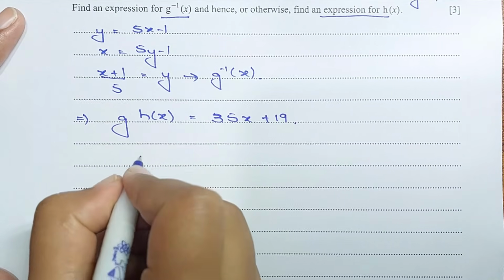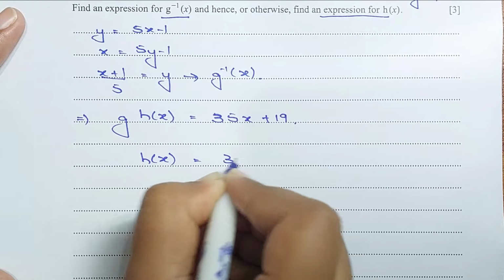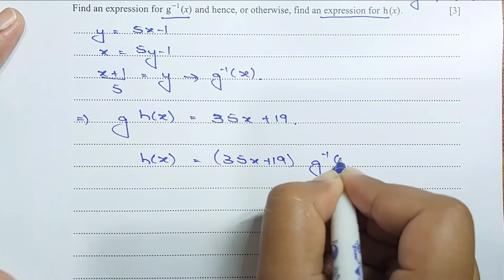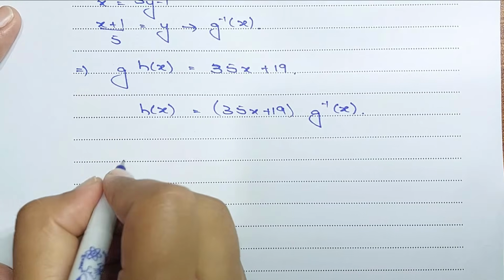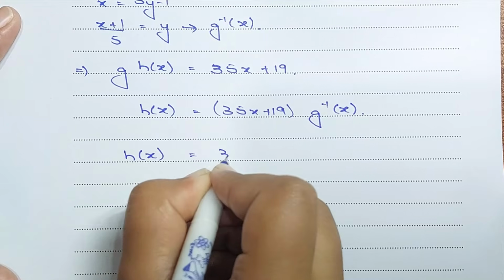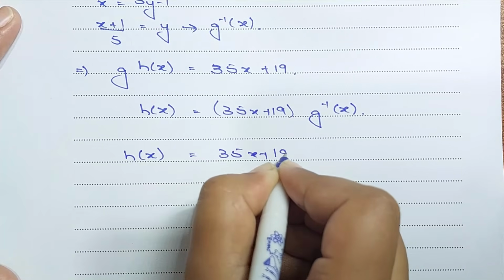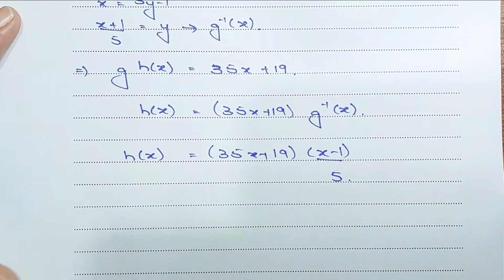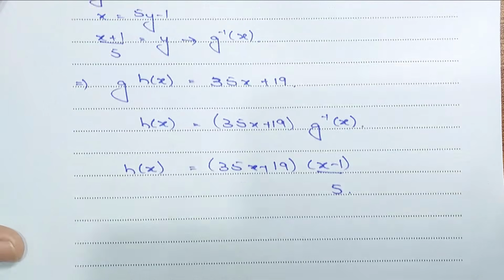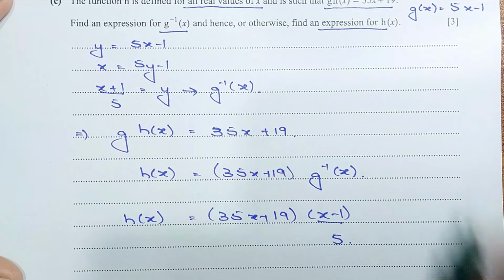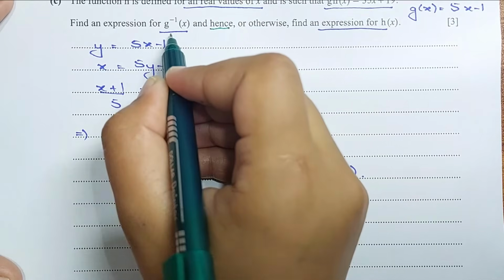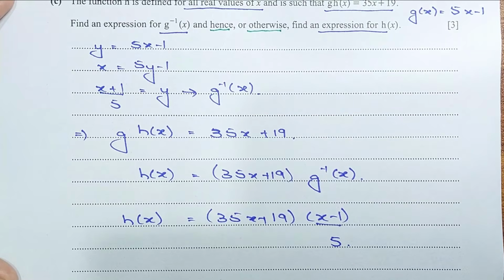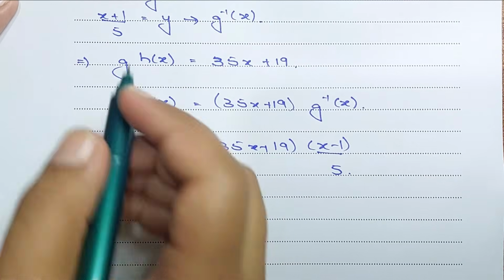Okay, so h of x is going to be 35x plus 19 into g inverse of x, multiplying by g inverse on both sides to get the h value. So h of x is going to be 35x plus 19 into (x minus 1) over 5. Make a simplified expression. The question says to use g inverse or otherwise just find the expression for h of x. If I use g inverse, it gets complicated, so let me use the otherwise way.